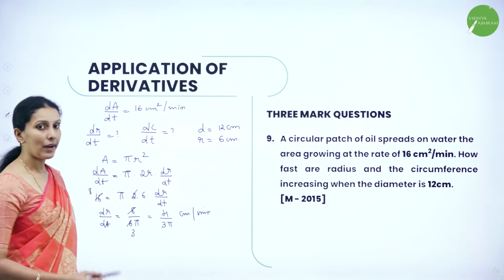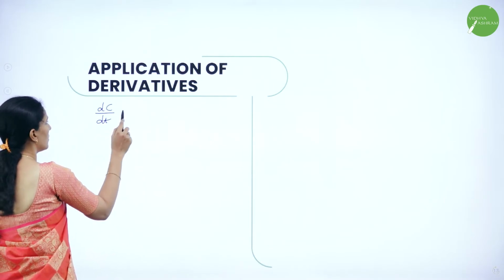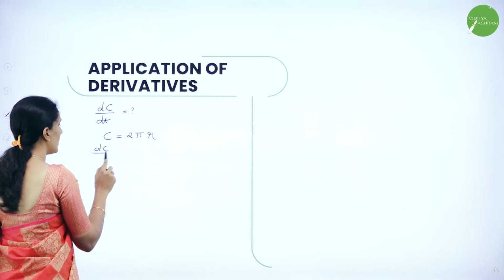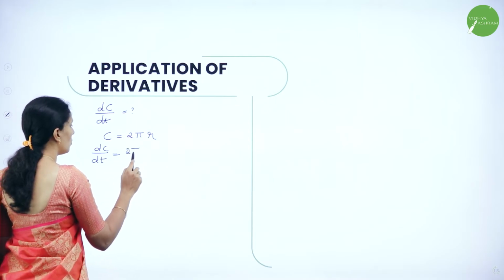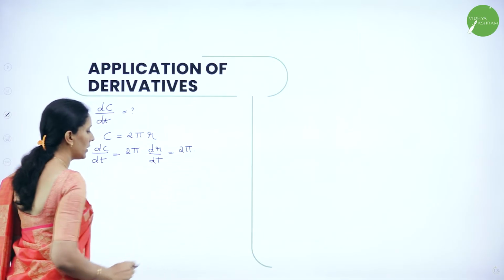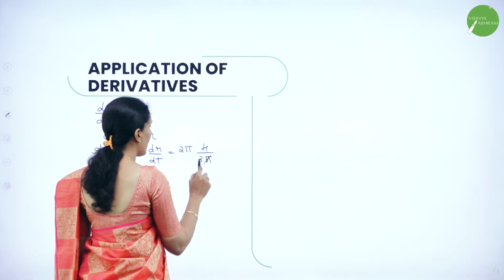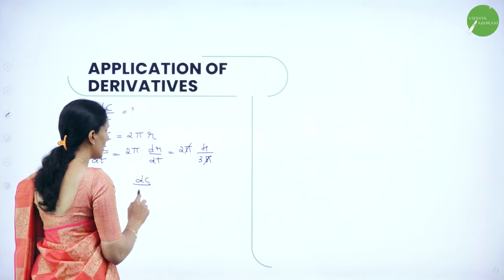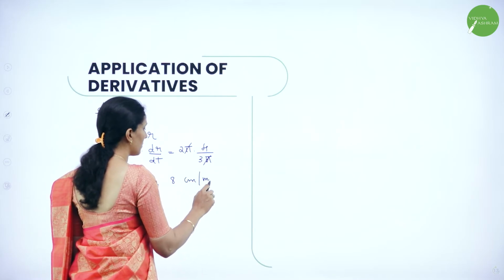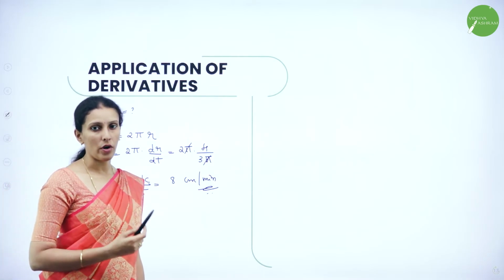Now next we need to calculate the change in circumference, that is dc by dt. We know that circumference is equal to 2 pi r. So dc by dt is nothing but 2 pi into dr by dt. So 2 pi into dr by dt, we got it as 4 by 3 pi. So 4 divided by 3 pi, pi gets cancelled. Therefore dc by dt is 8 centimeter per minute. So this is the change in circumference of the circular patch of oil.